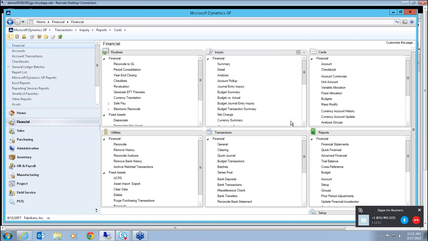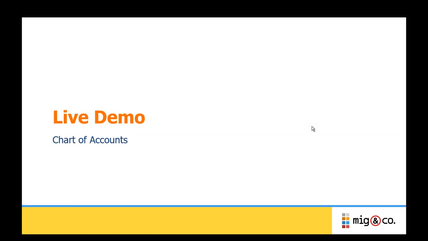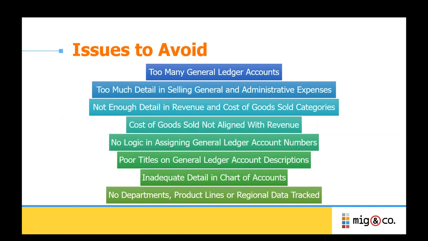All right, so let's, if we could, jump back over to our presentation, and I'll ask that Augustina pulls that back up, and we'll talk about some of the issues to avoid. Here we go. So what are some things that we need to look out for?